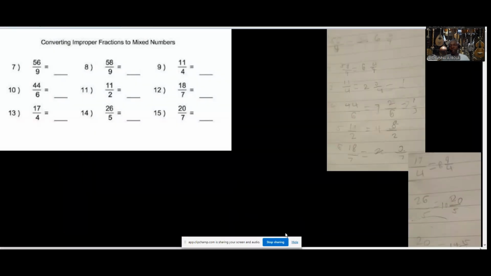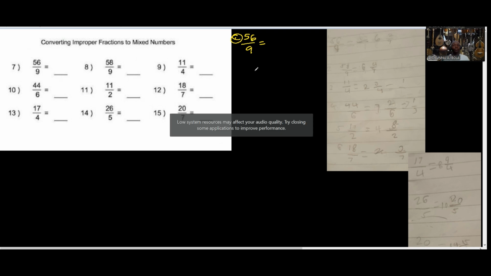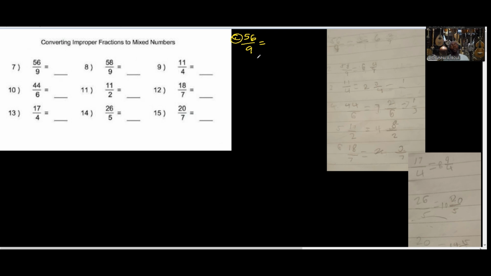Question in this conversion of fractions from improper fraction to mixed number, we have 56 over 9. 56 over 9 is the first one. How many 9s can go in 56? 9 times 6 is 54. So I have 6 whole number. If I remove 54, I have 2 over 9. So your answer is correct, okay?